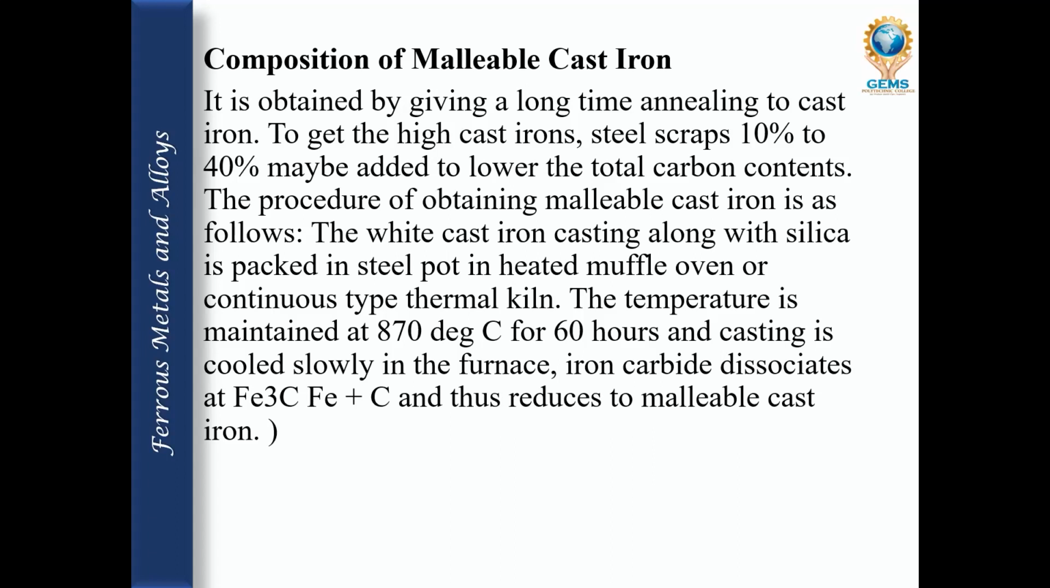The procedure of obtaining malleable cast iron is as follows. The white cast iron casting along with silica is packed in a steel pot in a heated muffle oven or continuous type furnace. The temperature is maintained at 870 degrees Celsius for about 60 hours, and the casting is cooled slowly in the furnace. Iron carbide dissociates as Fe3C to 3Fe plus C, and is thus converted to malleable cast iron. These are the steps for making malleable cast iron.